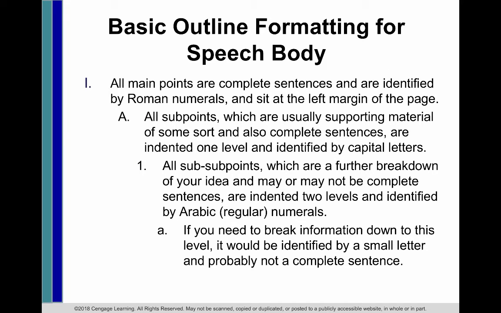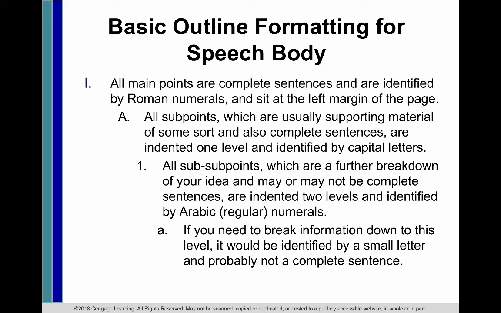Now, before I get into the body of the outline for the cheesecake speech, I want to talk about how the body of your speeches is going to be formatted. It's going to look something like this. It goes from Roman numerals to capital letters to regular Arabic numerals to small letters.